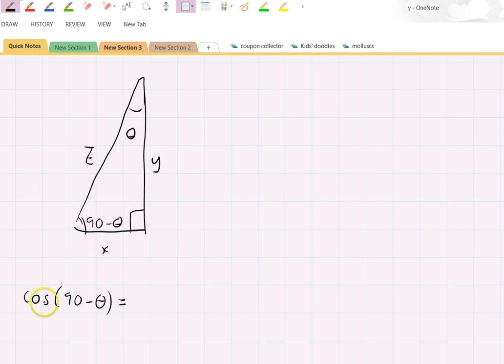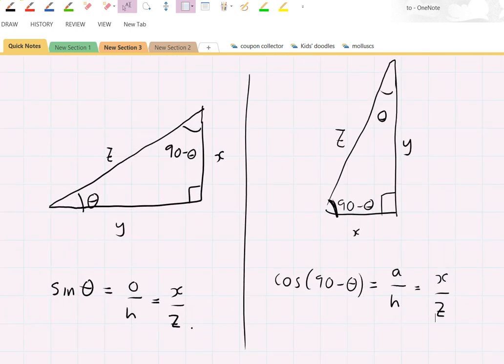This diagram on the right hand side, cosine of 90 minus theta is always adjacent over hypotenuse, which equals the adjacent side to this angle here. So it's X over Z. Right. Now we observe that that's the same as that. It's basically because the sides have swapped identity. If we're considering this angle here, this X here is the adjacent, whereas here X was the opposite, because here X is opposite that angle there. And this Y is the opposite to this angle, but it's adjacent to this angle here.